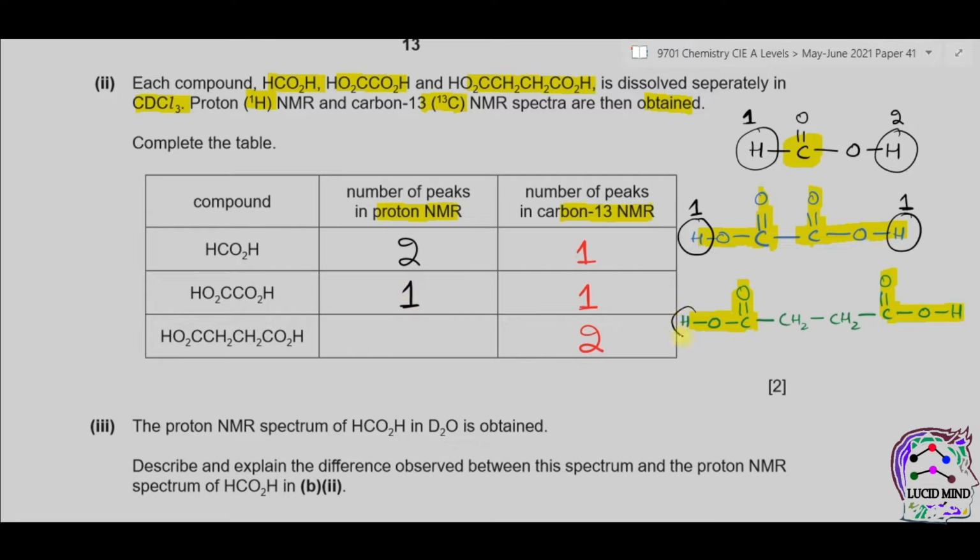In the third one again we have these two which are similar because both are part of carboxylic acid groups, and these two hydrogens are similar to these two hydrogens, so they will give one peak and these will give one peak. So overall 2 peaks will be observed.